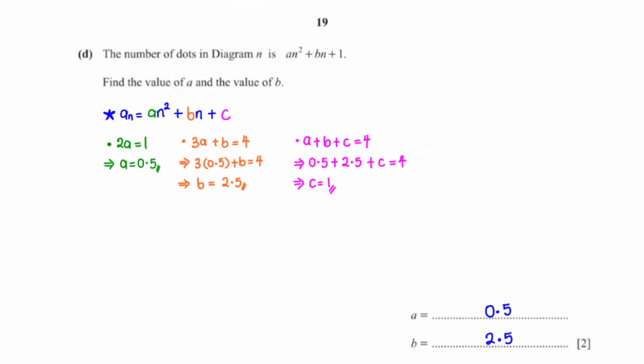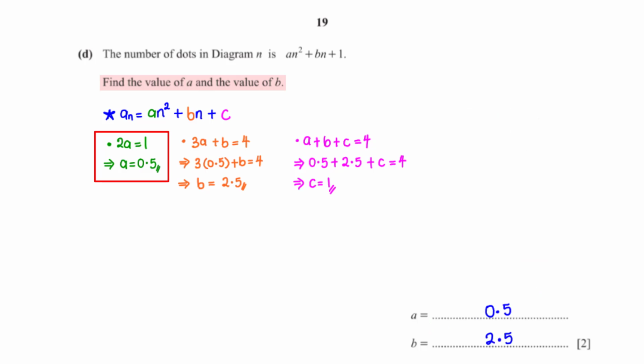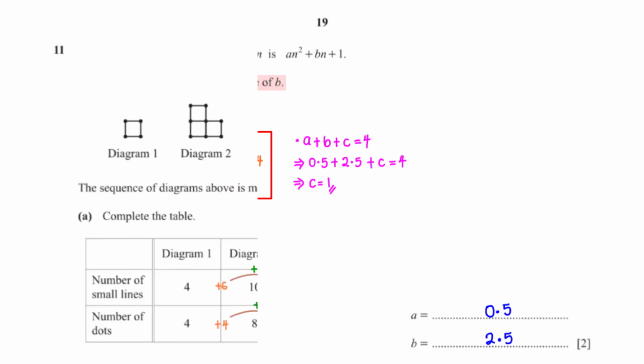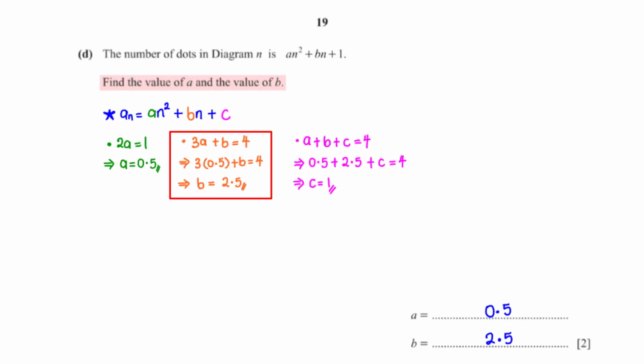The number of dots in diagram N is an squared plus bn plus 1. Find the value of a and the value of b. The sequence of numbers for the dots is also a quadratic sequence. To find the value of a, we equate 2a to the constant difference, which is 1. This gives us a equals 0.5. To find the value of b, we equate 3a plus b to the first term in the first difference, which is 4. We found a as 0.5, and so we get b equals 2.5.